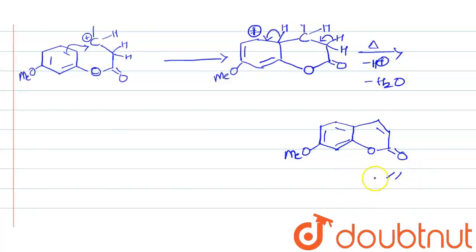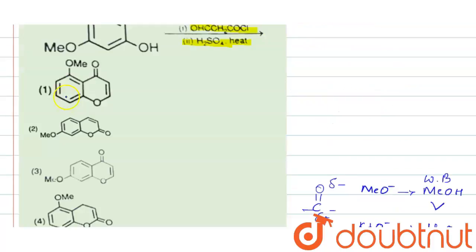So now let us check with which option this compound is going to match. We can say it matches with option B. So option B is the major product and it is the correct answer.